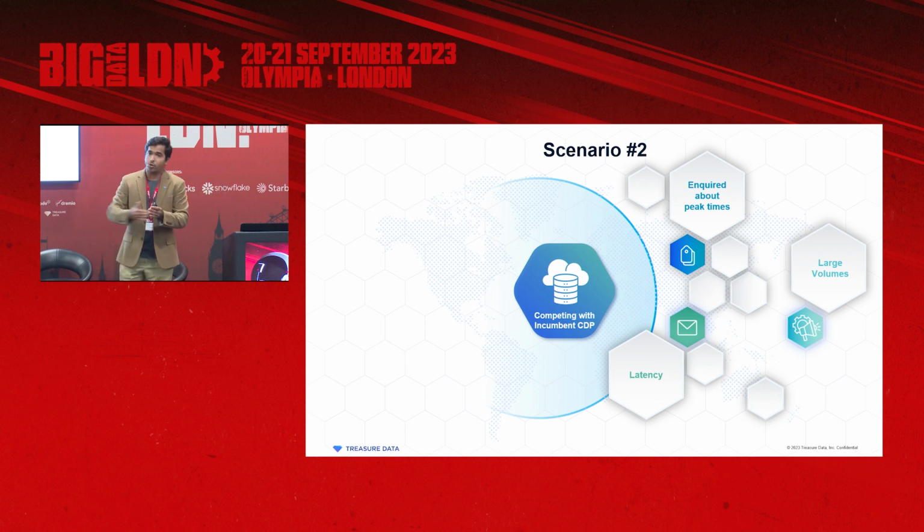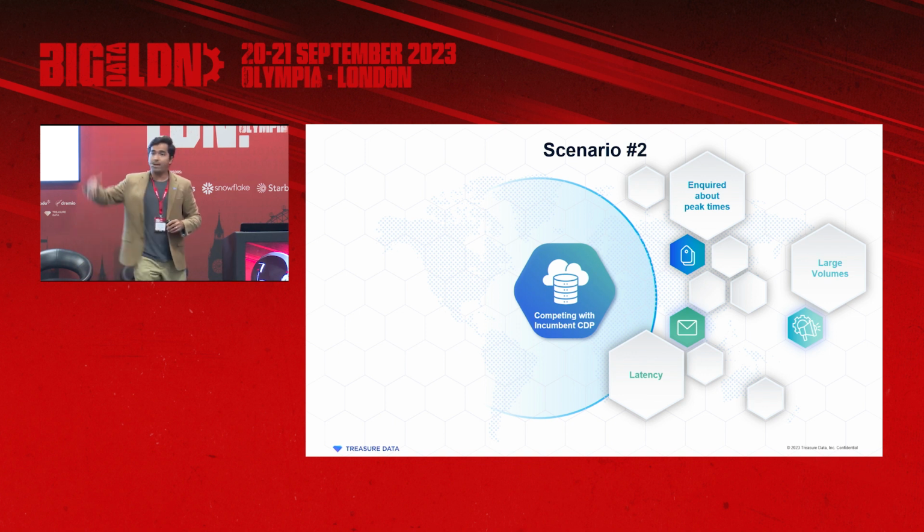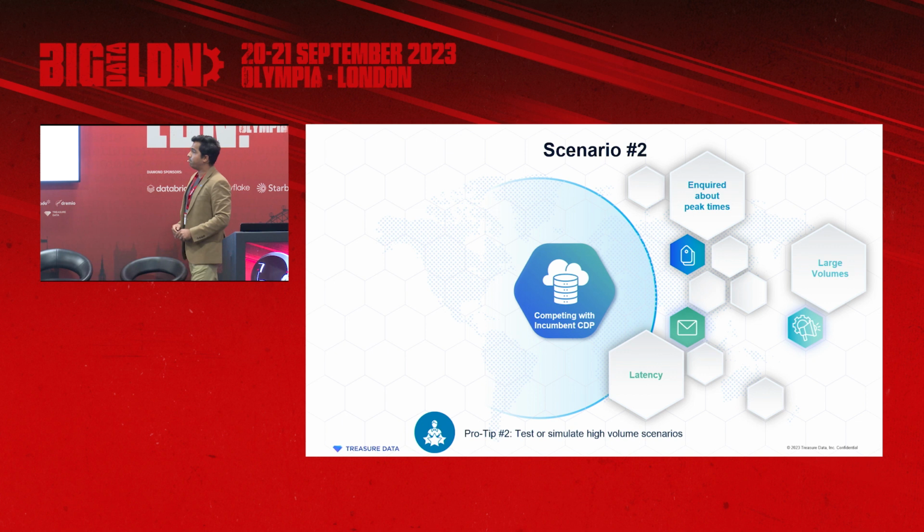Because right now, we are looking at your peak periods. The growth and the ambition is that your peak periods become your regular transactions, and then maybe 10x more when you go to peak periods, right? So if you can't scale with the industry, if you can't scale with the customer, then we need to do something else. So one of the things that we recommended to them, and that's pro tip number 2, is test or simulate these large volume scenarios when you're going into an RFP, when you're looking for different vendors.